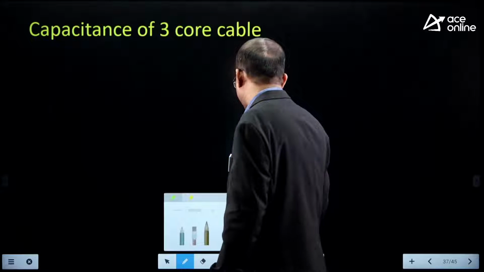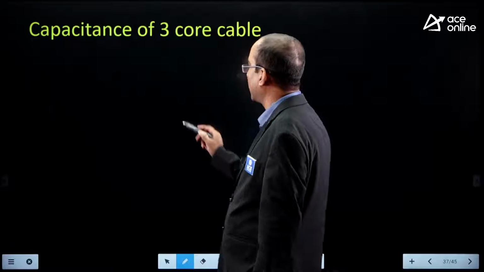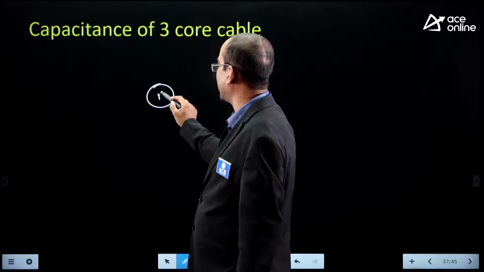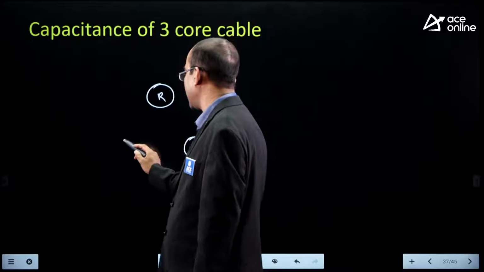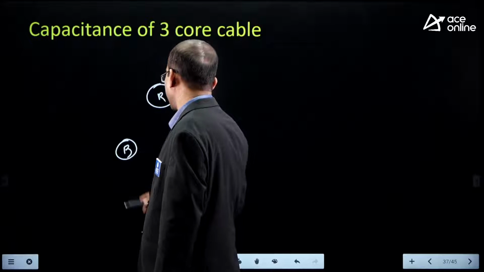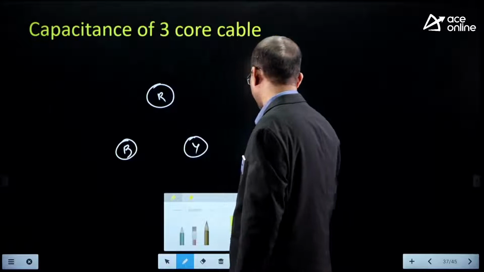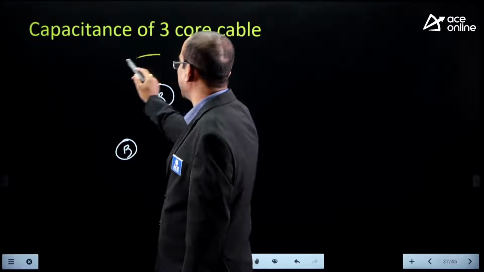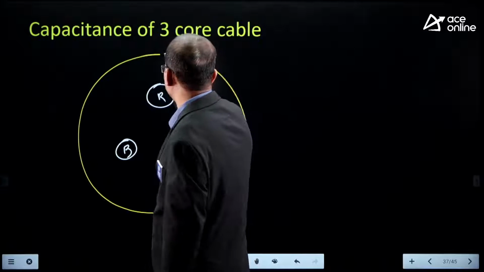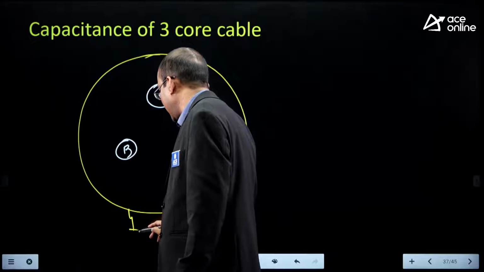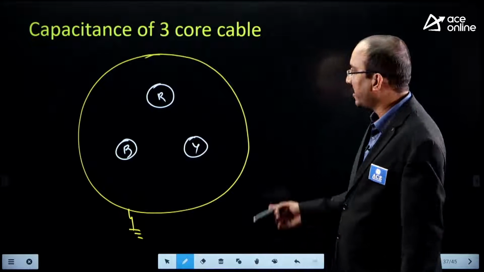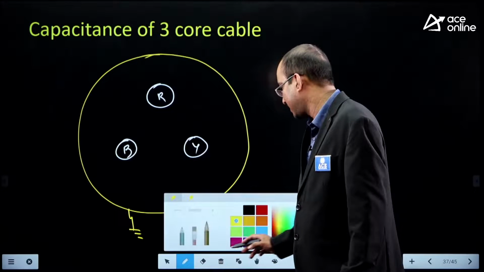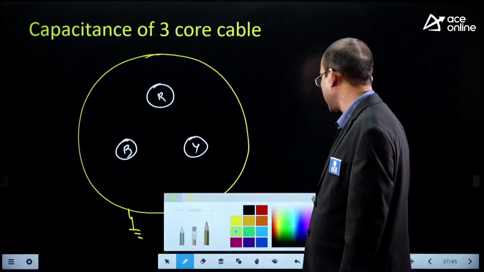If you are going for a 3-core cable, there will be common insulation for the 3 cores and there will be only one metallic sheet for all the 3 cores. This sheet will be at ground potential. Okay. So how do you calculate the capacitance per phase in case of a 3-core cable?